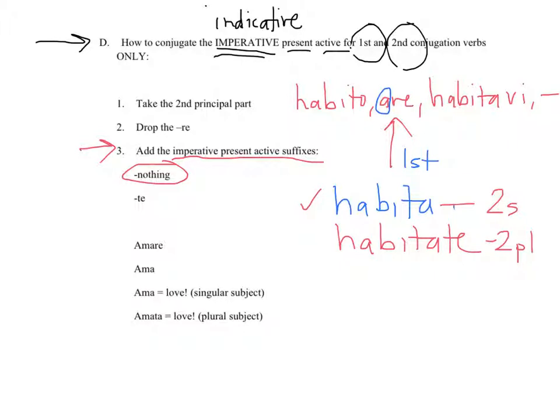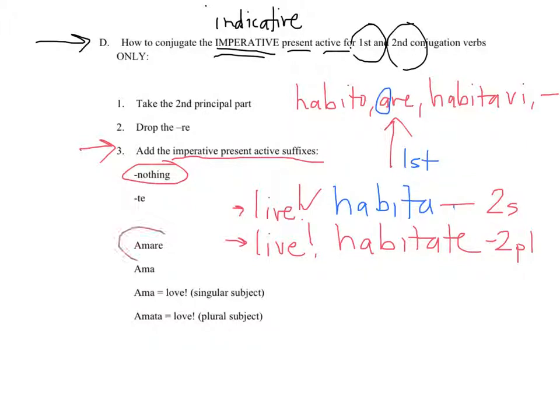The first one would be translated like this. I command you, live. It would be the second person singular. The second person plural would look basically the same in English. I command you guys, live. The difference is that one is singular and one is plural.